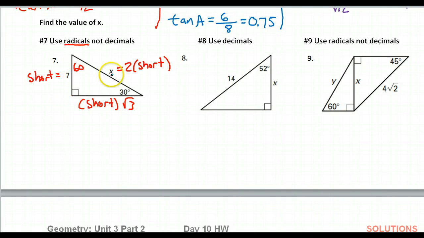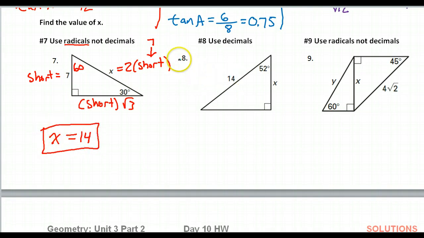But anyway, the only variable we're being asked to find is x. And x should be 2 times the short leg. All right, the short leg is 7. So that's just going to be x equals 14. Okay, no tangent, no sine, no cosine.